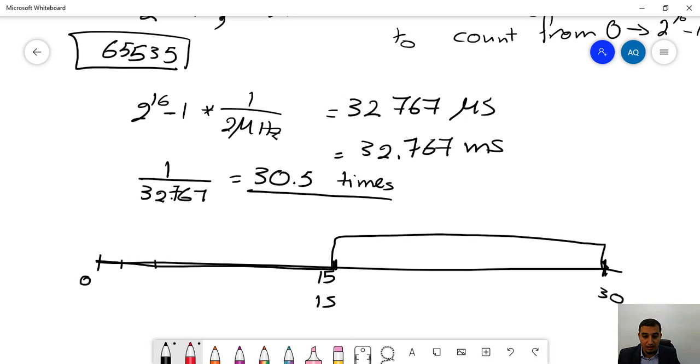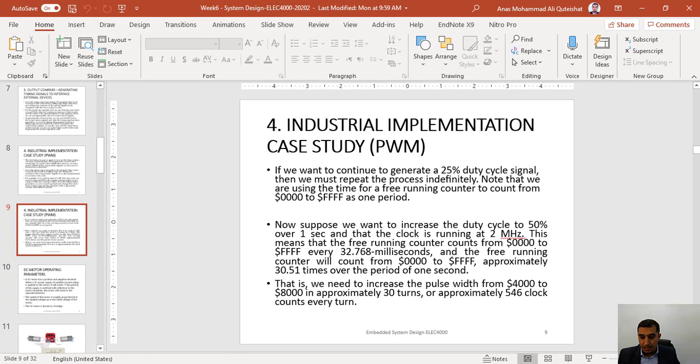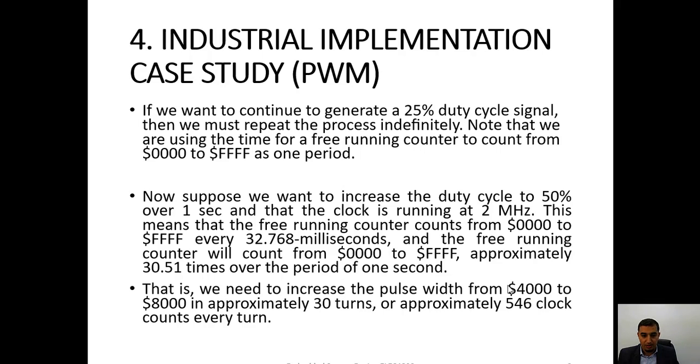And this is exactly what is written over here, but in less detail. You can see here that we need to increase the pulse width from 4,000 to 8,000 in approximately 30 turns, or approximately clock counts every turn, in order to get the value. So we got the value of 30 turns, and we increased the pulse width in order to get the 50% duty cycle.